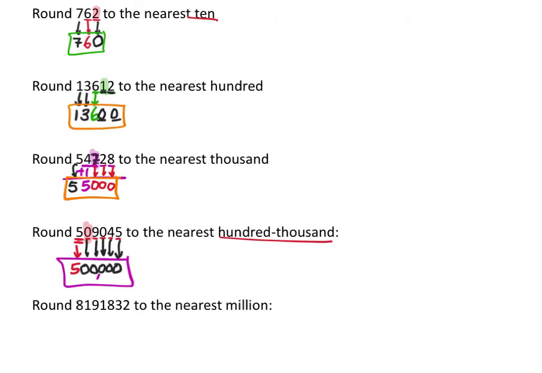All right, so here's what we're going to do next. We did those 4 problems right there. What I'd like you to do is try that last one right there. It says round 8,191,832 to the nearest million, okay? Try this one out, and then we're going to go over it together, and then you can check your answer with what you get. But we'll take 30 seconds, try this one out, then we'll do it.